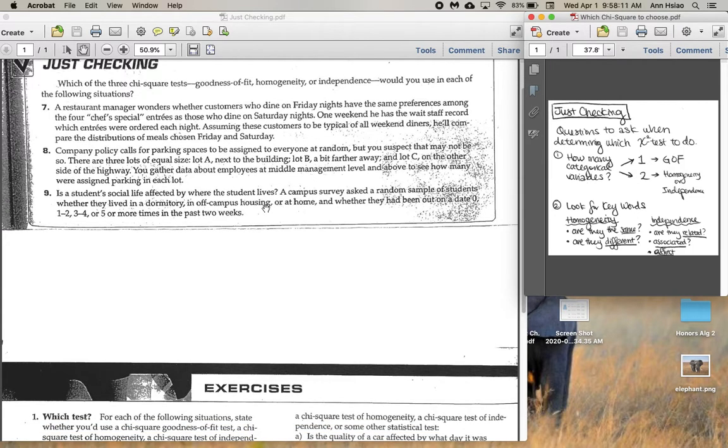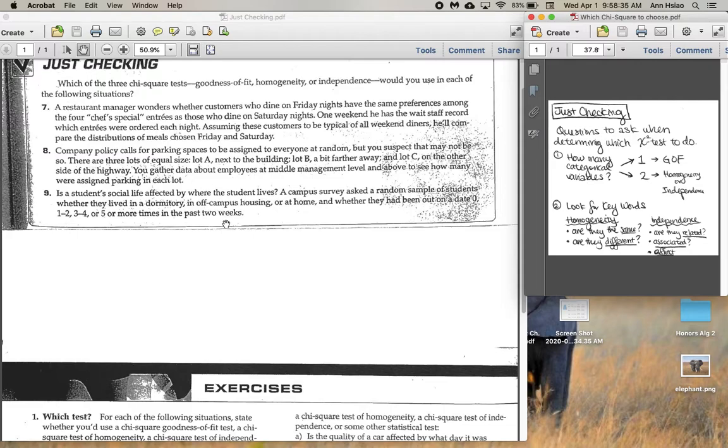Okay, let's try number 9. So it says, is a student's social life affected by where the student lives? A campus survey asks a random sample of students whether they live in a dormitory, in off-campus housing, or at home, and whether they have been out on a date 0, 1 to 2, 3 to 4, or 5 or more times in the past 2 weeks.